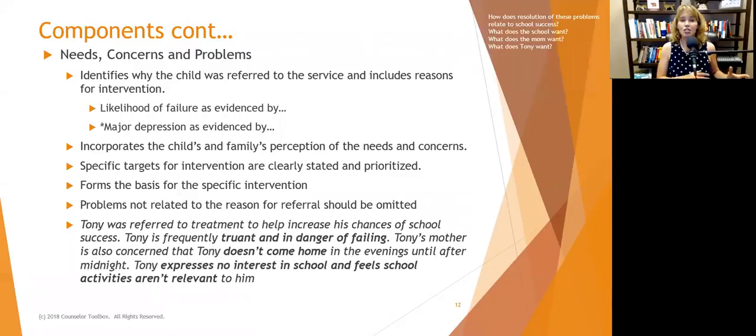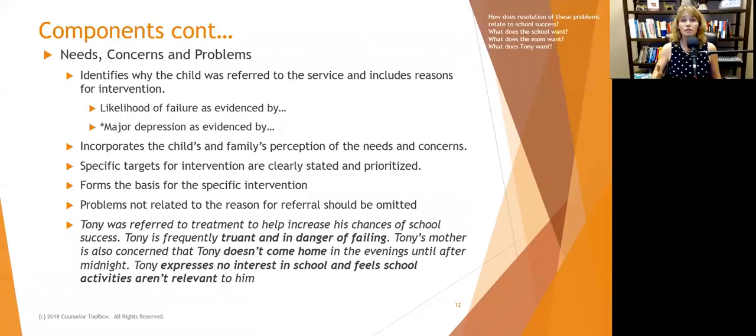So we want to make sure that the assessment, the integrated summary, and the treatment plan all kind of build on one another. The treatment plan incorporates the child and family's perception of the needs and concerns. So we talked about that earlier. How big of a problem do they think this is in their culture? How big of a problem is this? And who do they think is appropriate for responding to this kind of issue? Specific targets for intervention are clearly stated and prioritized.